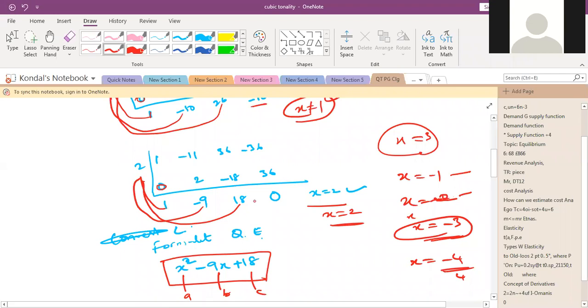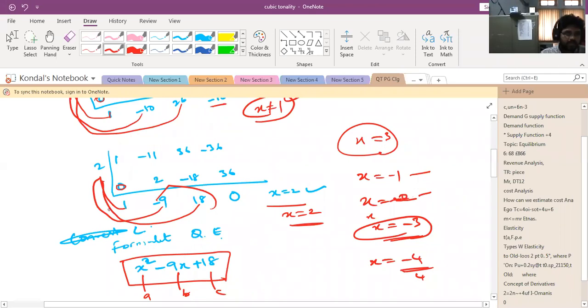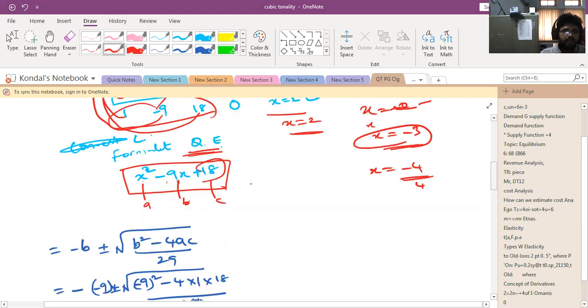So whenever you get 0, these are the roots. On the basis of these values, we can formulate the quadratic equation, which is x square minus 9x plus 18. Why did I put x here and not there? Because this is a constant value. That's why I didn't put x here. So x square minus 9x plus 18 is the quadratic equation we got.